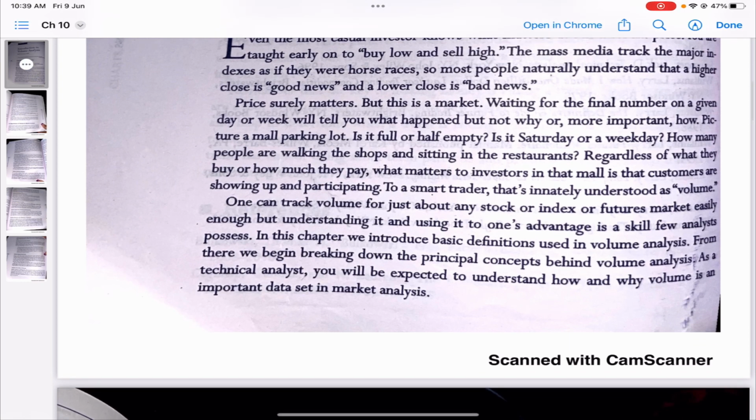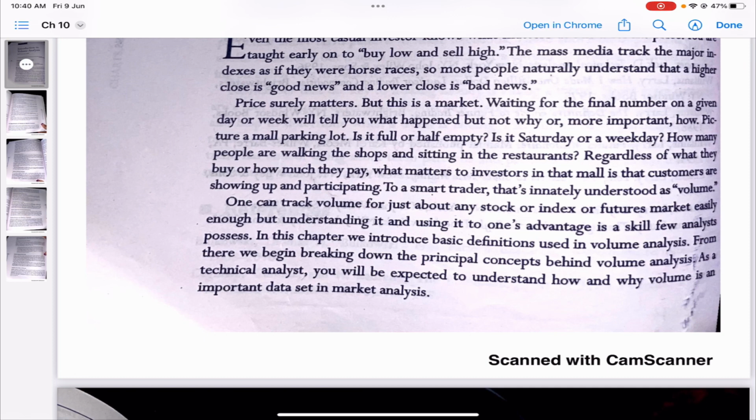Price surely matters, but this is a market. Waiting for the final number on a given day or week will tell you what happened, but not why, or more important, how. So picture a mall parking lot. Is it full or half empty? Is it Saturday or a weekday? How many people are walking the shops and sitting in the restaurants? Regardless of what they buy or how much they pay, what matters to investors in the mall is that customers are showing up and participating. To a smart trader, that's innately understood as volume. So volume is basically the perseverance of the investors, right?